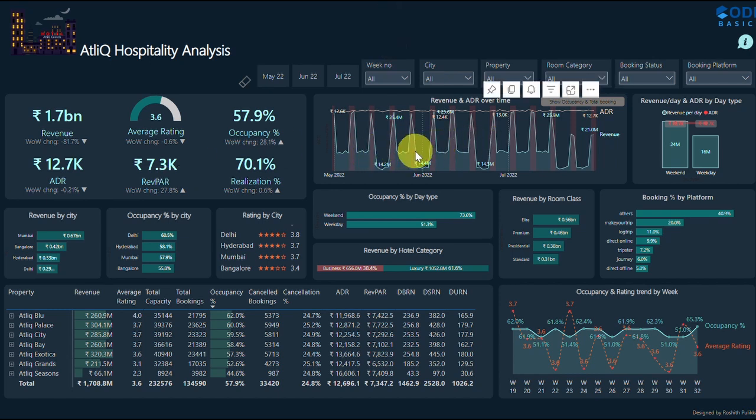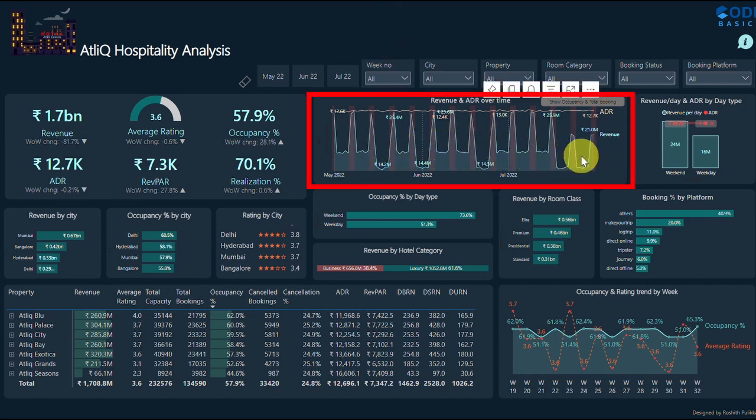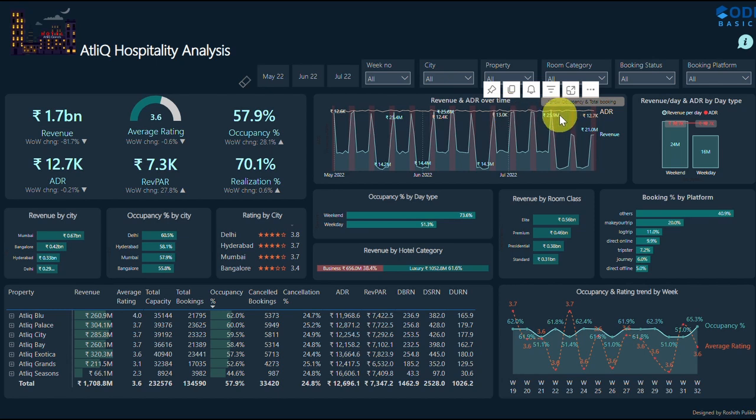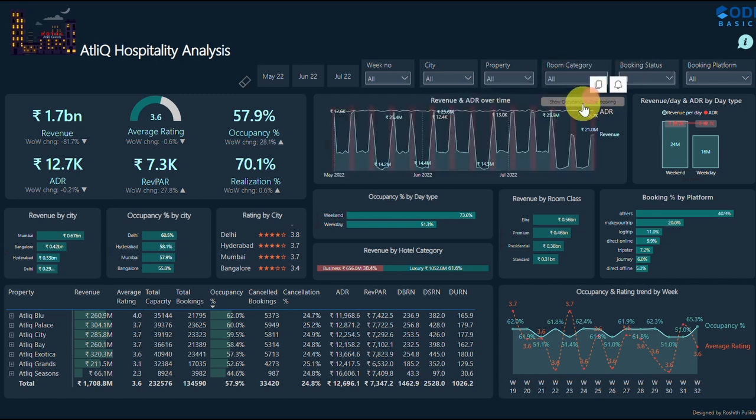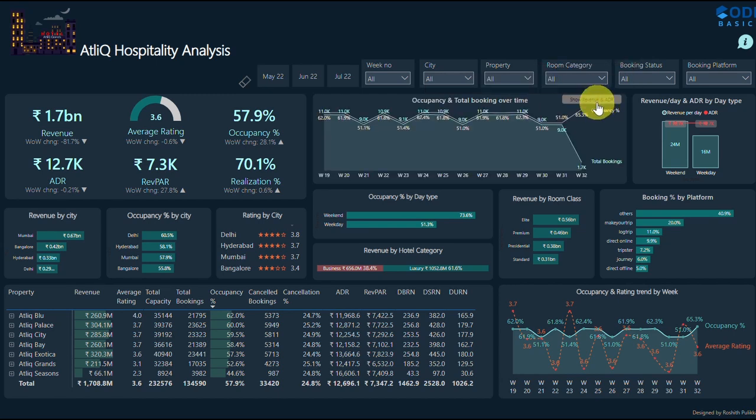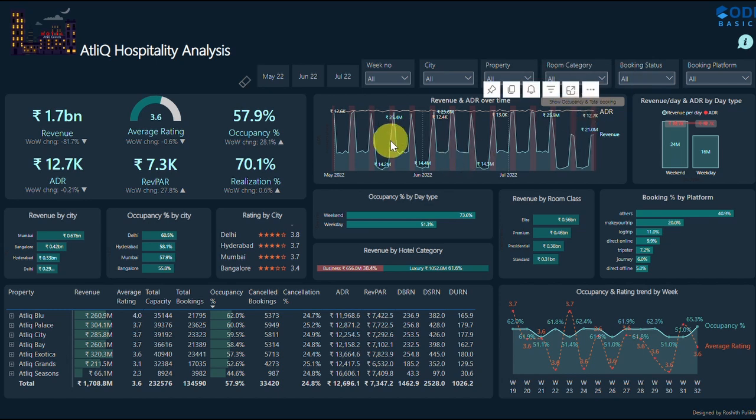Moving to the next visual, this shaded line chart allows us to evaluate the trends of revenue, average daily rate or ADR, occupancy, and total number of bookings. This button here enables us to switch between these different metrics. The shaded areas represent weekends.